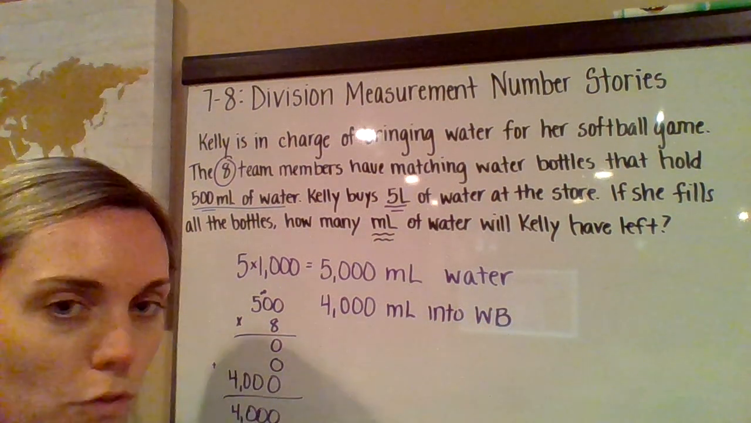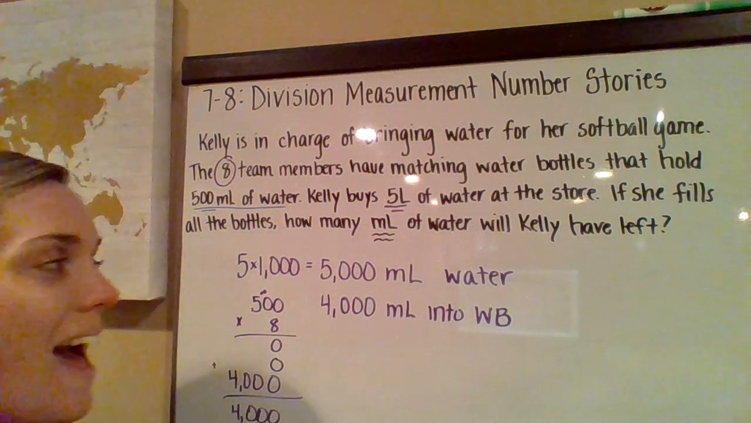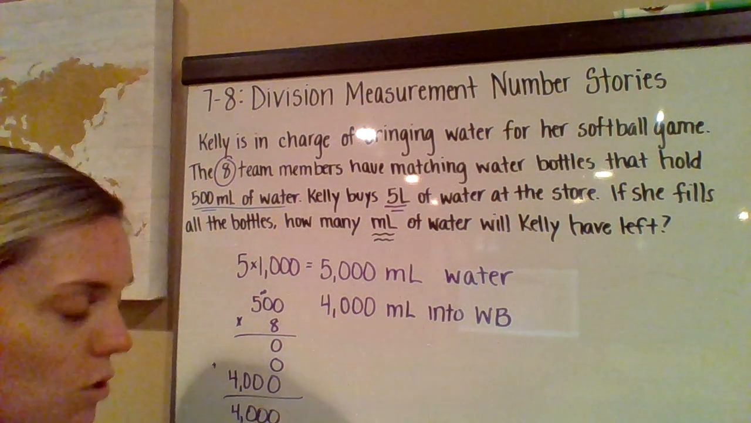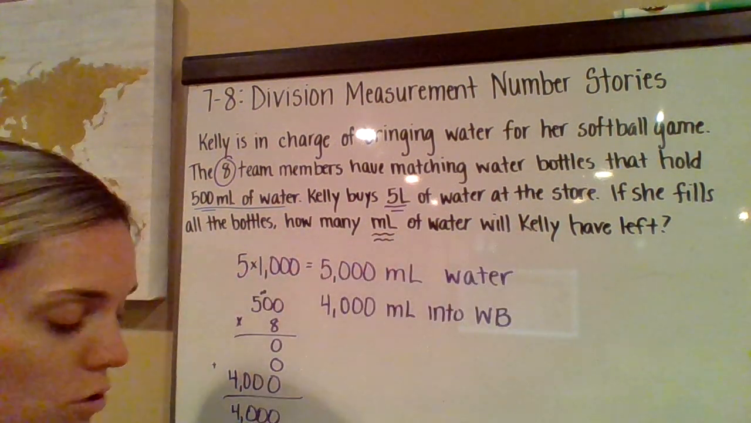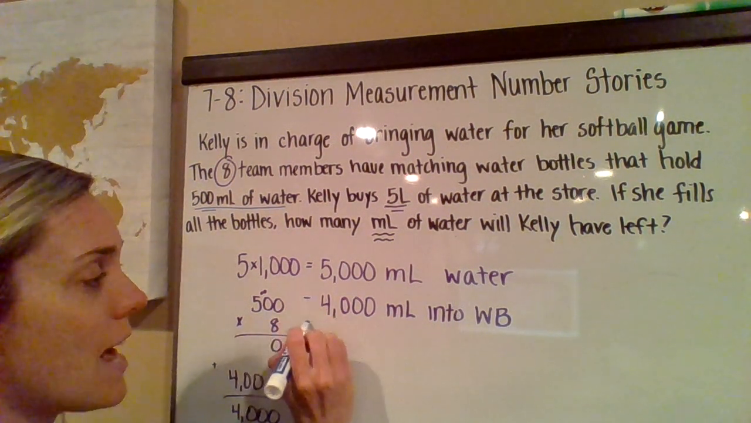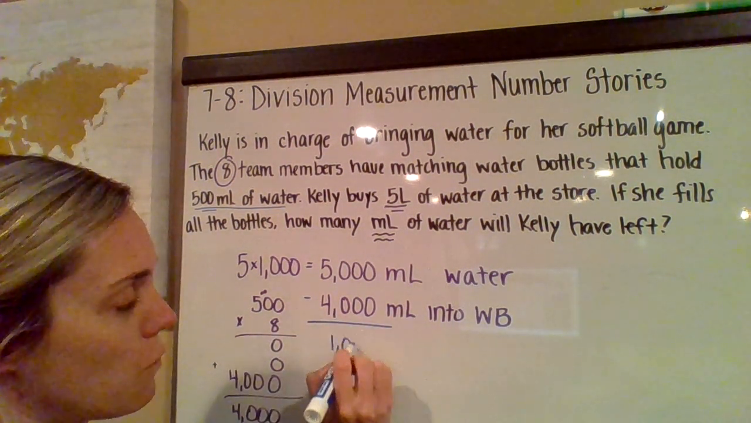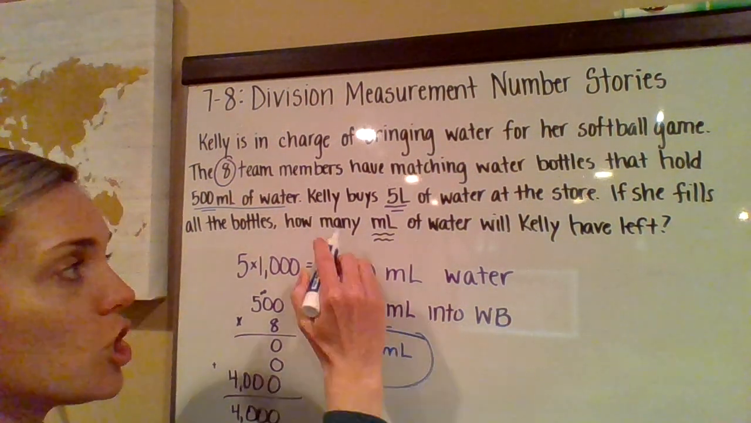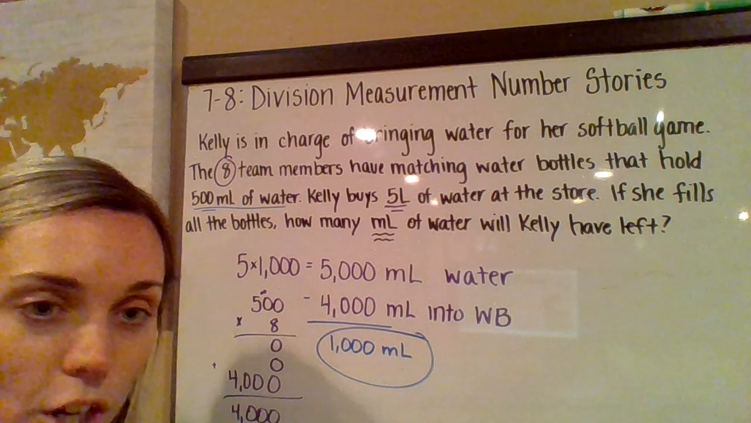I'm going to say WB for water bottles. Okay. So she has 5,000 milliliters of water. She dumps 4,000 milliliters into the water bottles. So how many milliliters will she have left? To figure that out, I am going to subtract, and I know 5,000 minus 4,000 is 1,000. So what is our answer? She has 1,000 milliliters of water left.